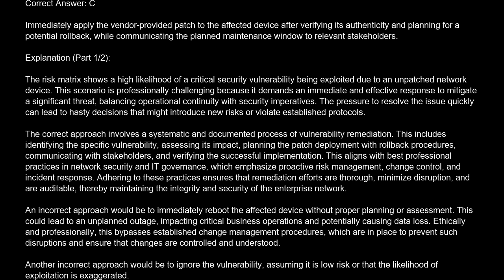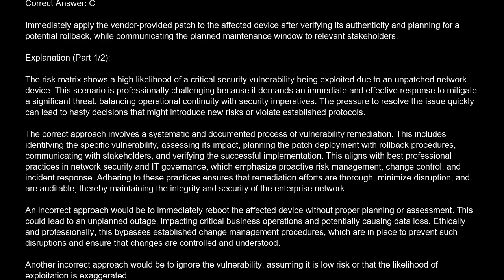This aligns with best professional practices in network security and IT governance, which emphasize proactive risk management, change control, and incident response. Adhering to these practices ensures that remediation efforts are thorough, minimize disruption, and are auditable, thereby maintaining the integrity and security of the enterprise network.